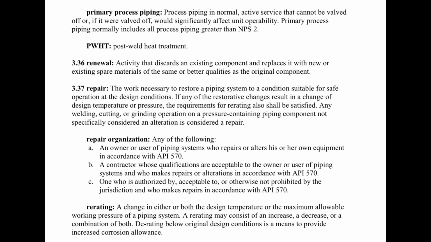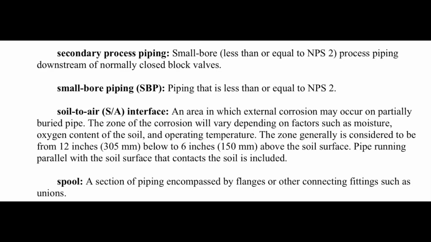And what is re-rating? A change in either or both the design temperature or maximum allowable working pressure of a piping system. Next category is secondary process piping system. Small bore pipings downstream of normally closed block valves are called secondary piping systems. Small bore piping, what is small bore? Less than 2-inch piping systems are called small bore piping systems in the industry.